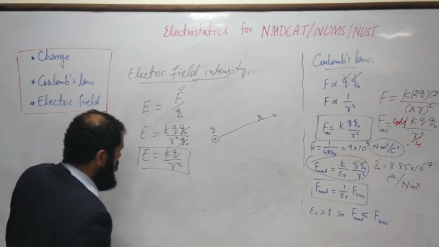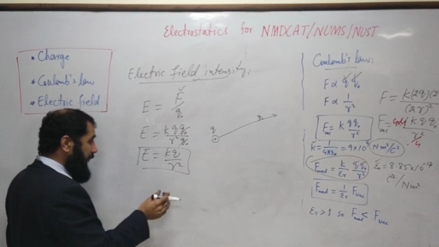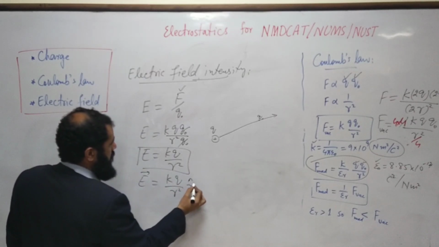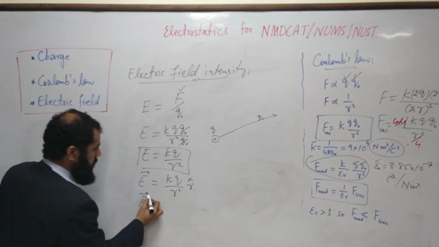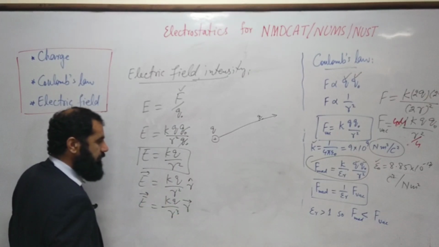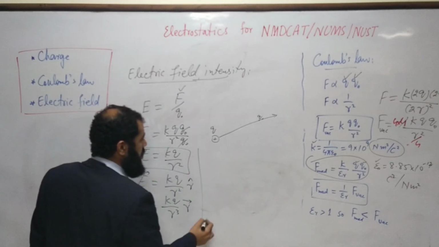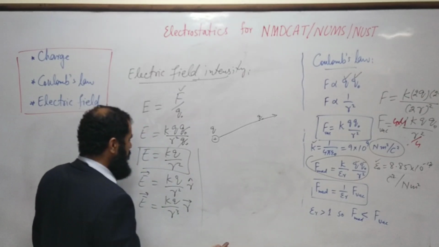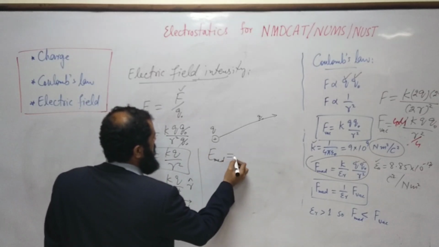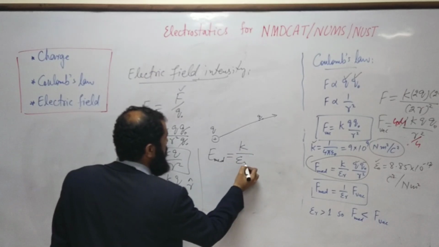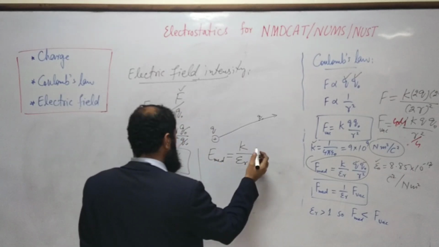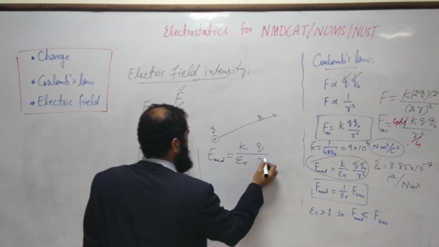Once again, if you want to express this in vector form, you can have this expression or you can have this expression. And for any medium other than vacuum, you would have K medium equals K divided by the relative permittivity of that medium, and we call it the dielectric constant, and Q divided by R square.